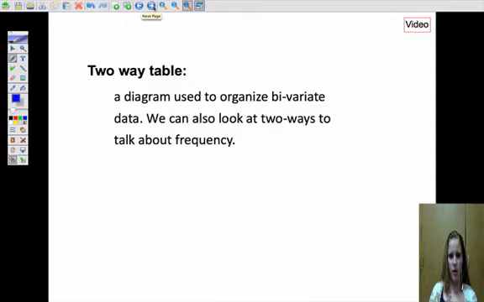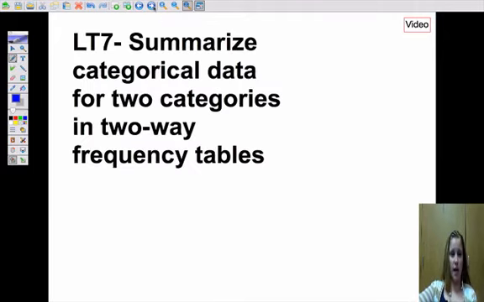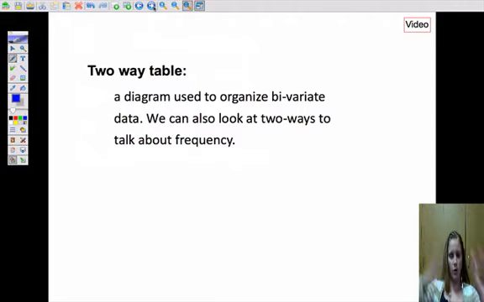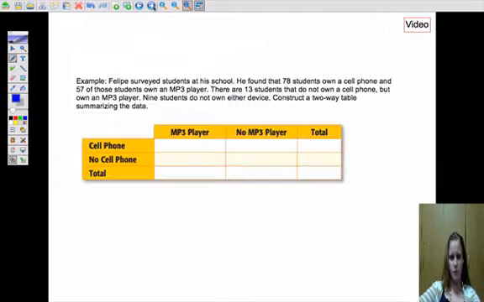Bivariate meaning two sets, and then it's also categorical, so you'll want to add that in from the learning target. Categorical means that we can categorize it, okay? And we can also look at two-way tables to talk about frequency, and we'll get into what that means with some examples. Frequency is just like those percentages. So in LT6, when we were talking about the percentages of people who are going to vote and the percentage of people who are not going to vote, frequency talks about percentages.